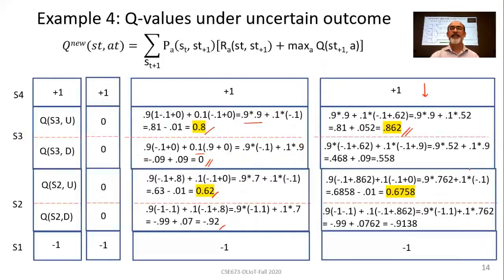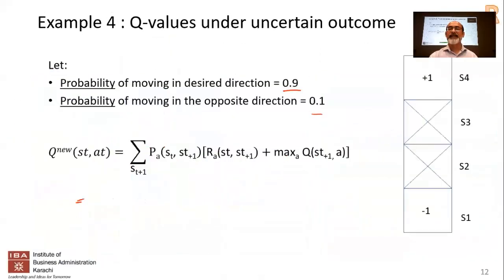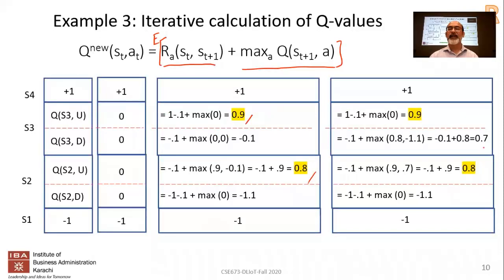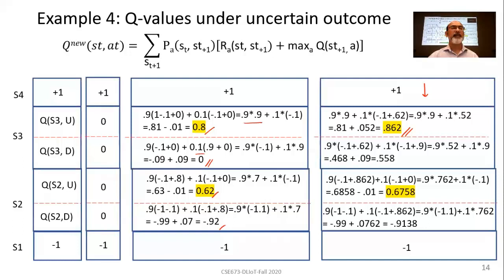So you notice that there are some small differences. It's coming out to be slightly less than 0.9 over here. Why? Because there's a 10% chance of going in the opposite direction. And this is coming out to be 0.67, slightly less than the earlier one, which is 0.8. Okay, why is it a little less? Because now there's a 10% chance we're actually going in the opposite direction.